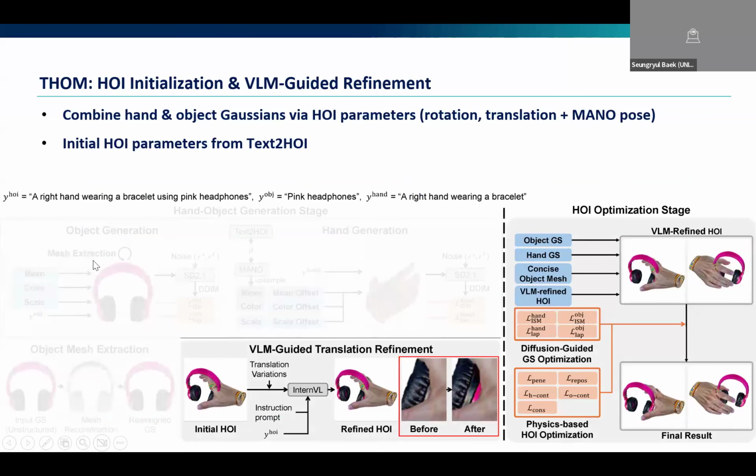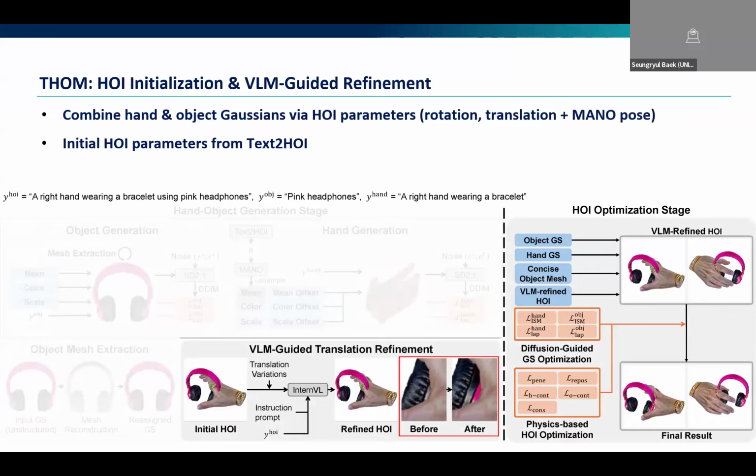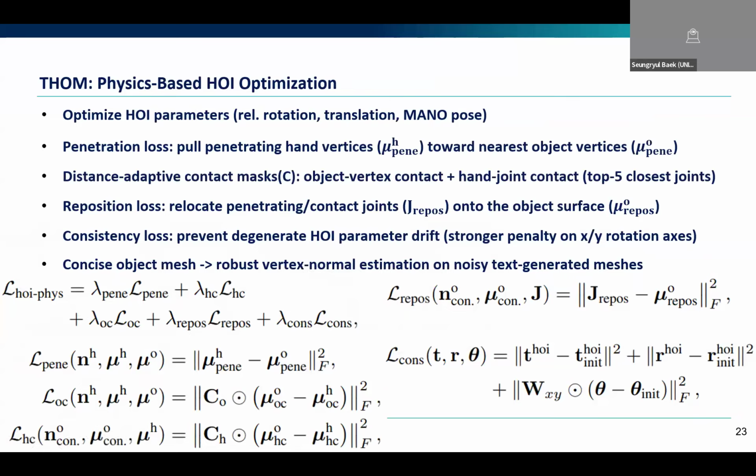So after we generate object and hand Gaussians, we finally initialize the hand-object interaction. We combine the generated hand and object Gaussians, and the initial parameters are obtained from text to HOI. But the initial text to HOI results are very unstable, and they often have severe penetration. So we need to further optimize them.